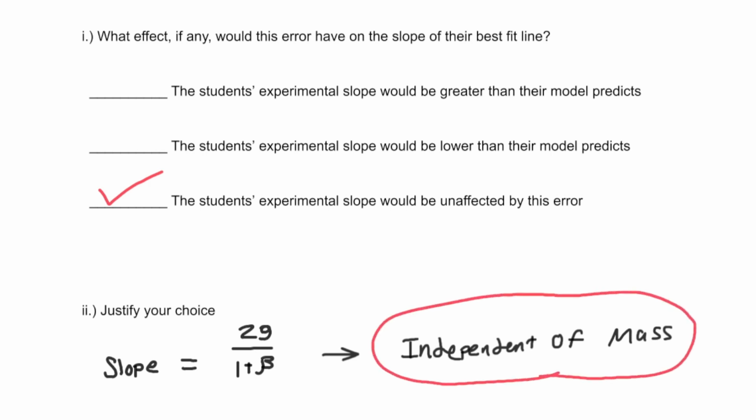So that's how we justify it. Again, if it did depend on it, you'd have to explain why that error occurs. So if there was a mass in the numerator, that would imply that measuring the mass too high would give us a higher slope than expected, because they're proportional. But here, it's completely independent. So we do not need to include any of that.